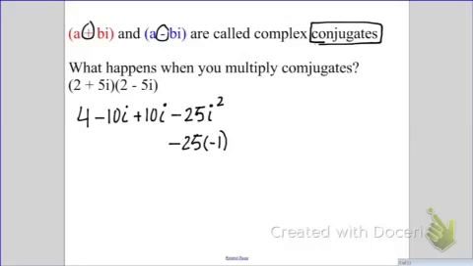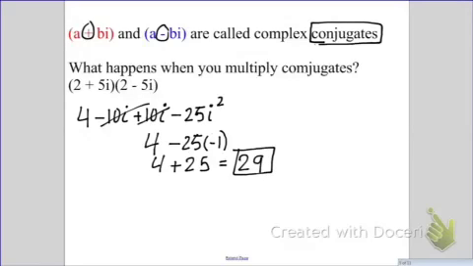And negative 10i and positive 10i is 0. So these cancel out, and I'll bring down the 4. Now I need to make sure I simplify the last bit of this. So that's going to be 4 plus 25, which is 29.